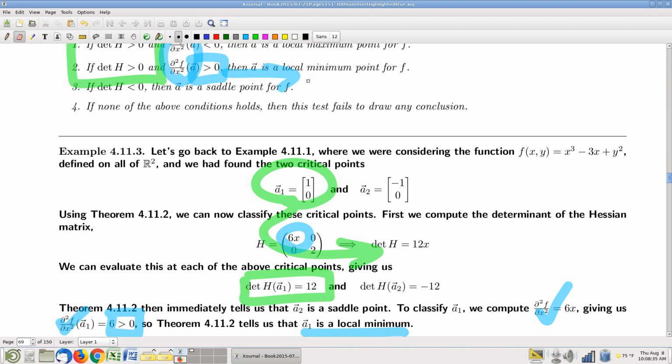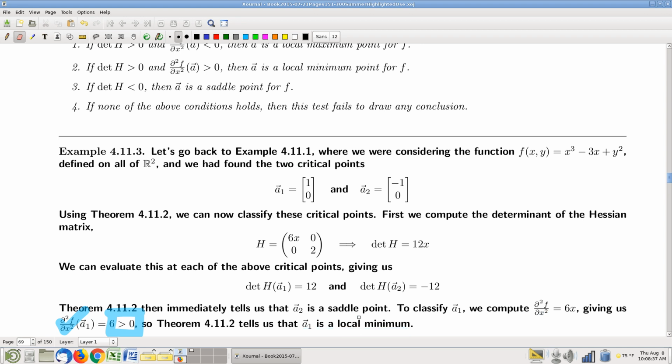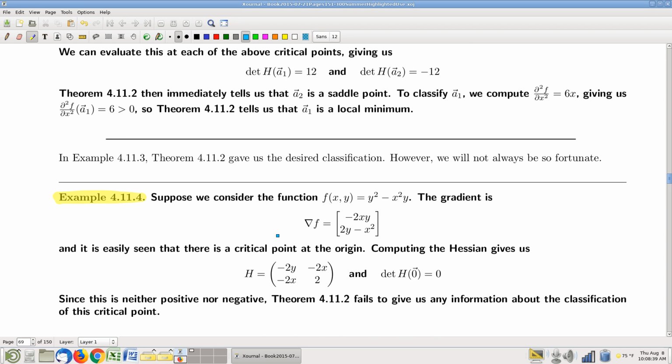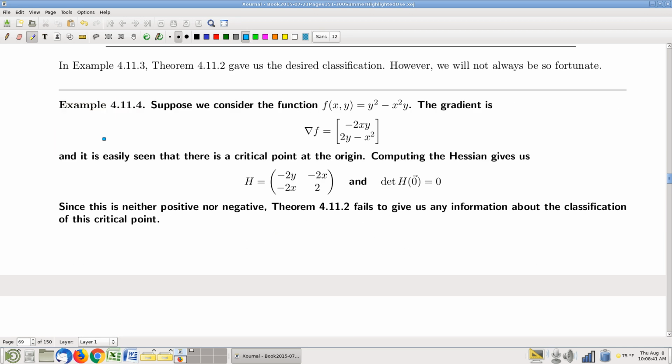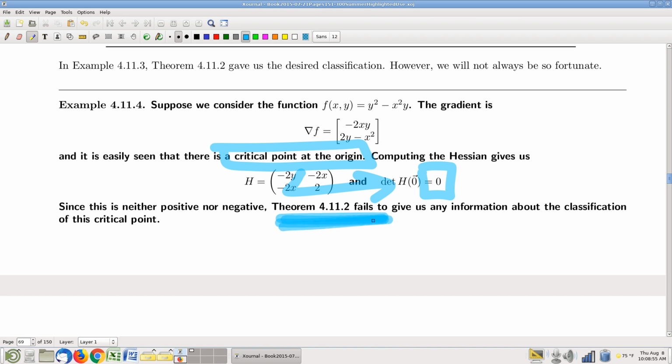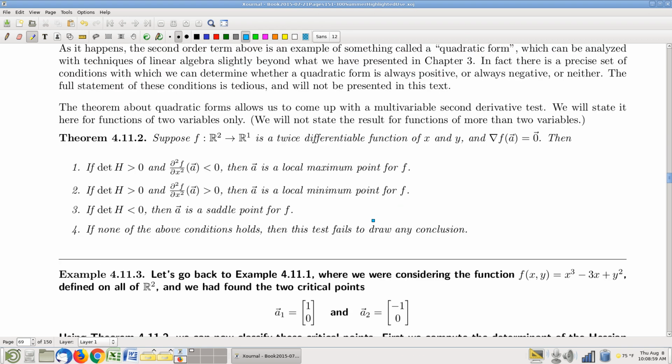All right. So that's how the second derivative test works. Sometimes the conditions fail. I'm going to let y'all read this one here. But I've got a function. You can compute the gradient. You can set it equal to 0. There's only one critical point. The critical point's at the origin. Plug into the Hessian, and your Hessian determinant's 0. So the test fails. Details for y'all, right? But the point is, this Hessian determinant being 0, none of these conditions are satisfied, and the test fails.